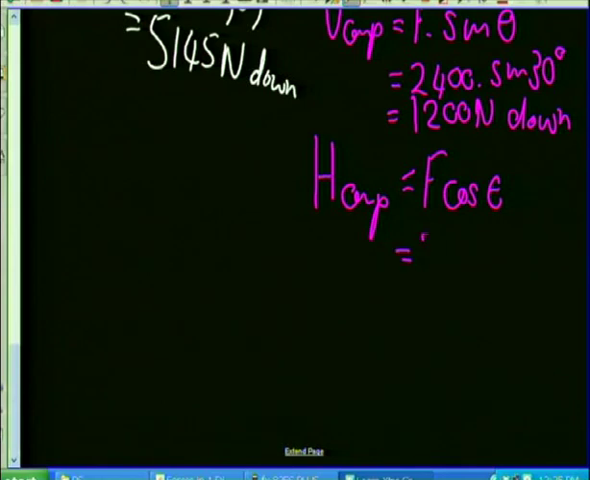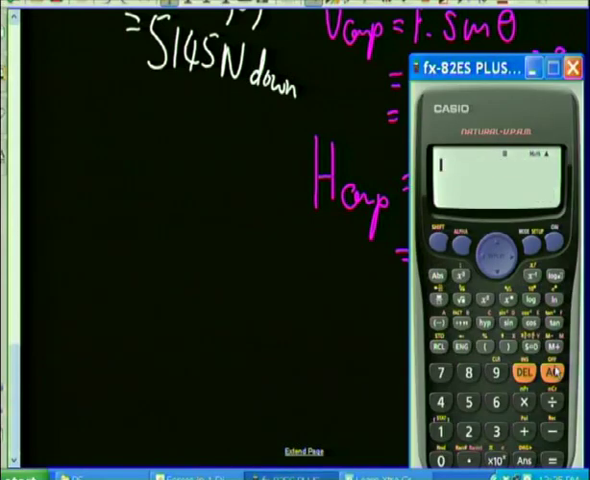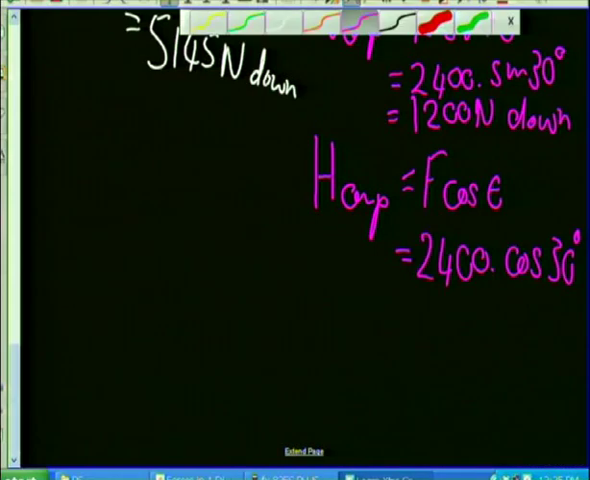Now let's look at the horizontal component. We're going to say it's 2400 times cos of 30 degrees. Now, it's not going to be the same angle, so let's make sure that we work carefully. We're going to say 2400 times the cos of 30 degrees, and that's equal to 2078.46.